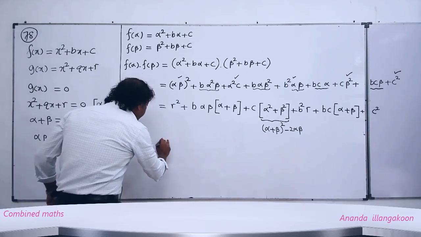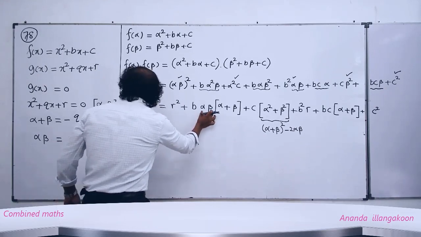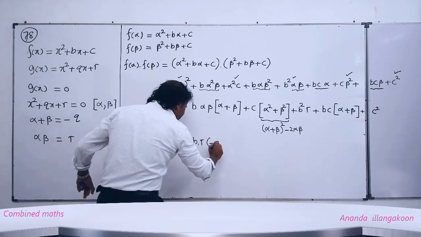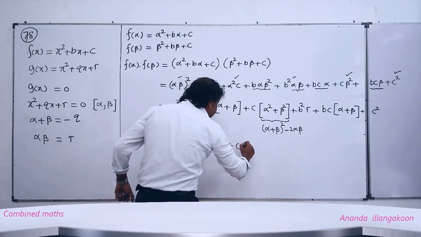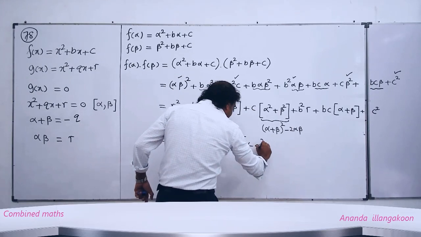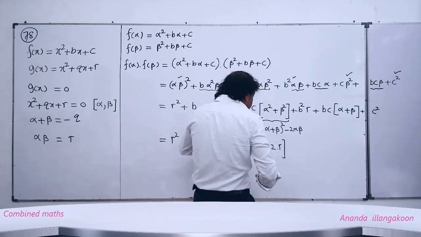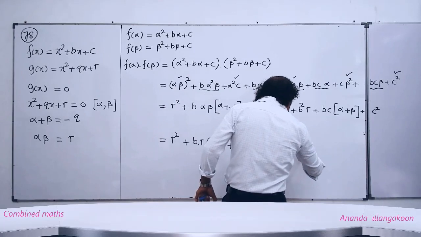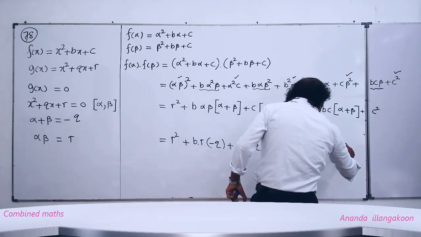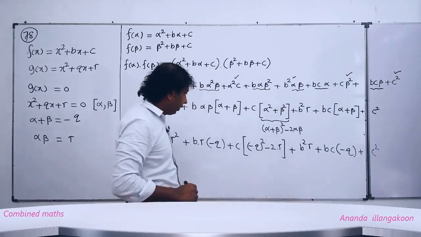Now we have r squared plus b alpha beta, where alpha beta is r, times alpha plus beta, which is minus q, plus c times alpha plus beta whole squared, here minus q squared, minus 2 times alpha beta, r, plus b squared r, plus bc times alpha plus beta, minus q, plus c squared. This is what we get.